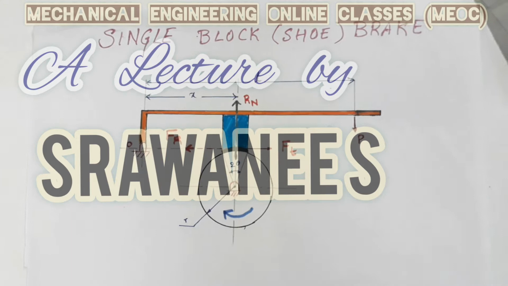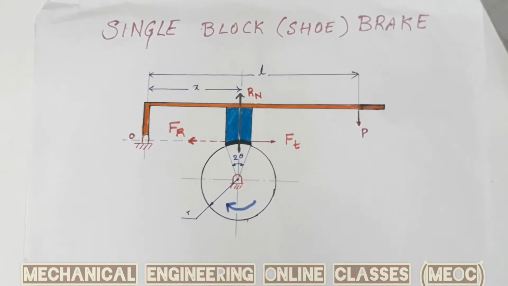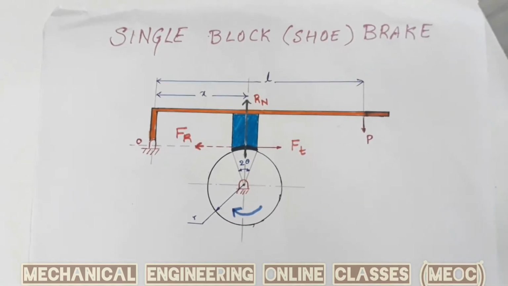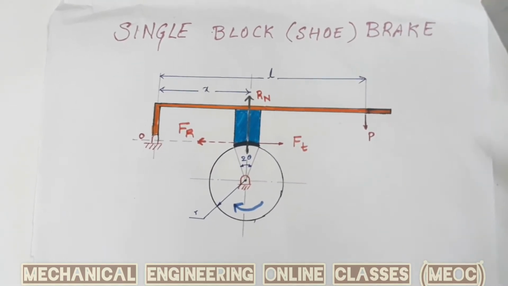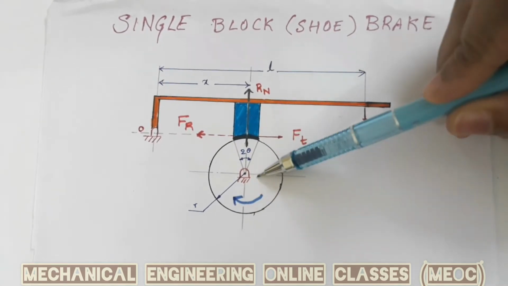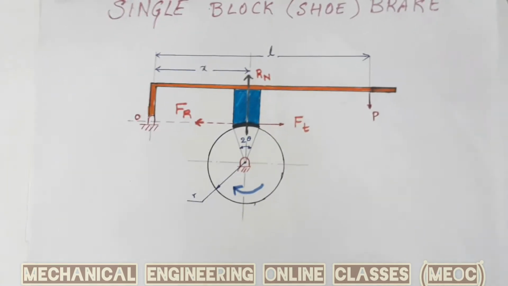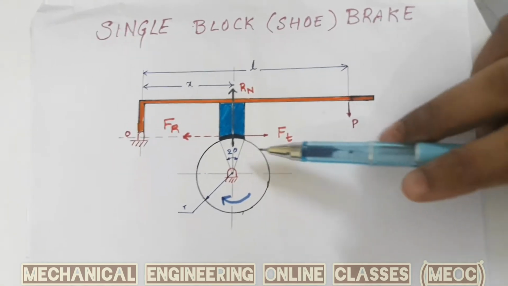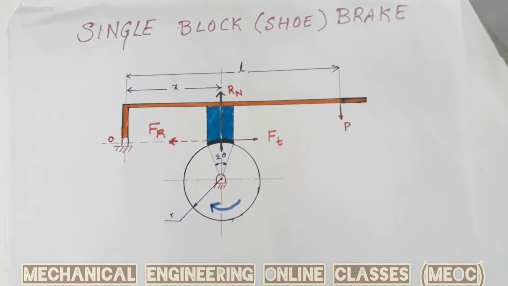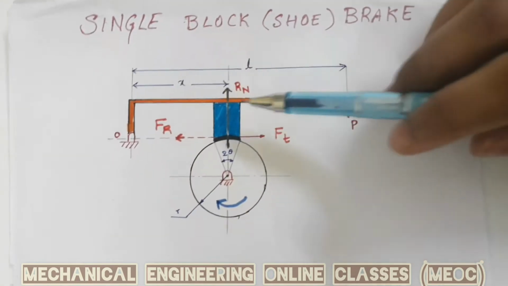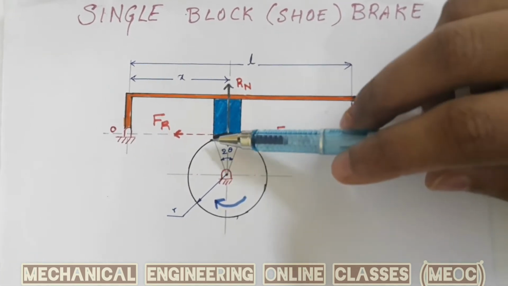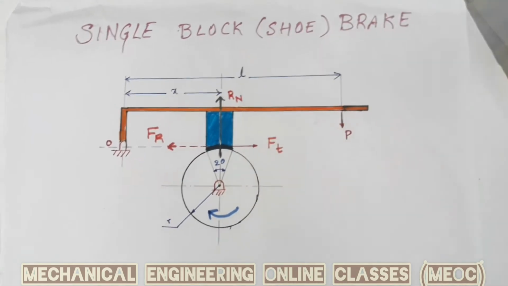In a single shoe brake, we have already discussed that when the angle of contact, this 2 theta, is less than 60, then the intensity of the normal pressure between the block and the wheel is uniform. But when this 2 theta is equal to 60 or greater than 60, then the pressure between the block and the wheel is not uniform. So at the center it will be more and at the ends it will be less.